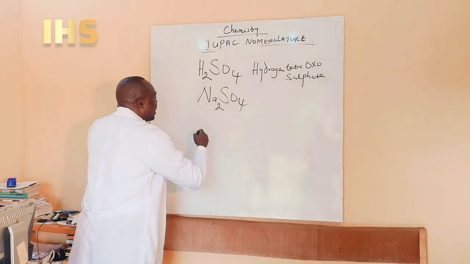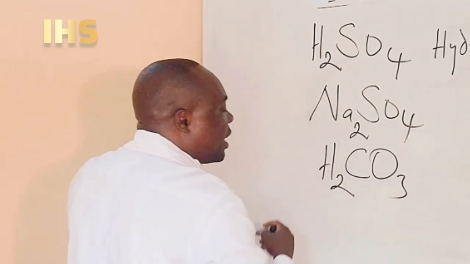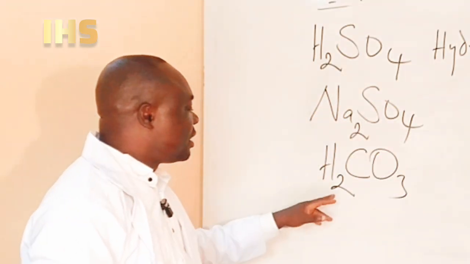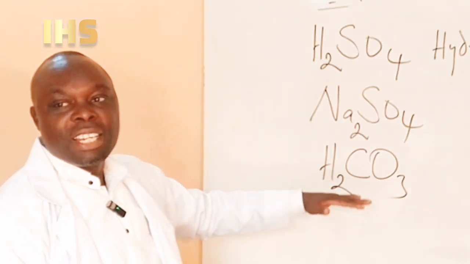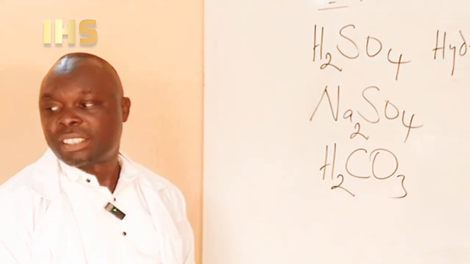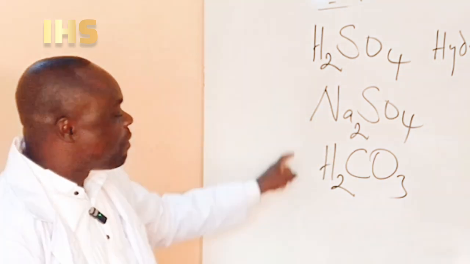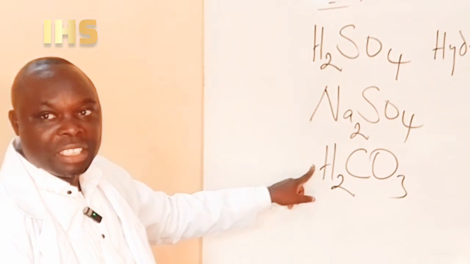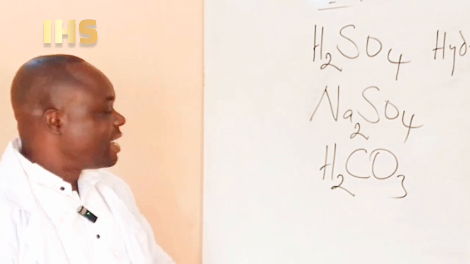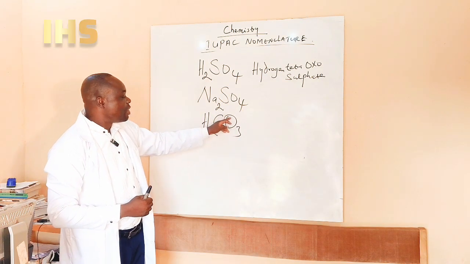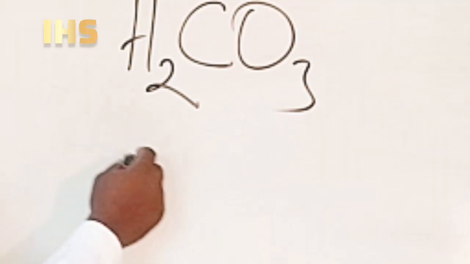Now, what if I write hydrogen CO3? This is hydrogen, carbon, and oxygen. How do we name it so that somebody in the UK will know what you are saying? You start from here. You name this one first. This is hydrogen tri-oxocarbonate. Hydrogen tri-oxocarbonate.